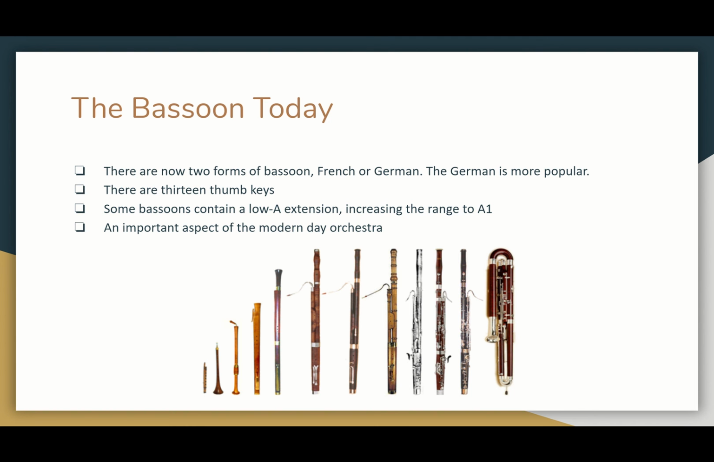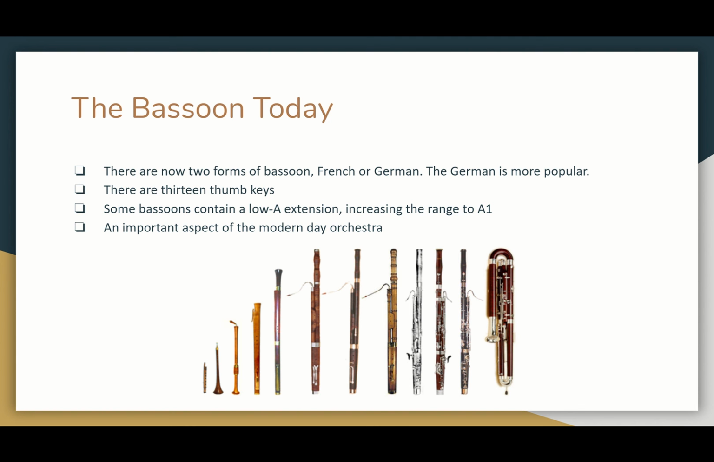Today's bassoons are quite different from the Baroque, and it is only fitting that an already versatile and unique instrument developed more throughout the classical and romantic periods. Throughout those times, 2 forms of bassoon were created. The French style became more refined, and the German people decided to create their own version of the bassoon. Today, French bassoons are not used very commonly, and the German is more popular.